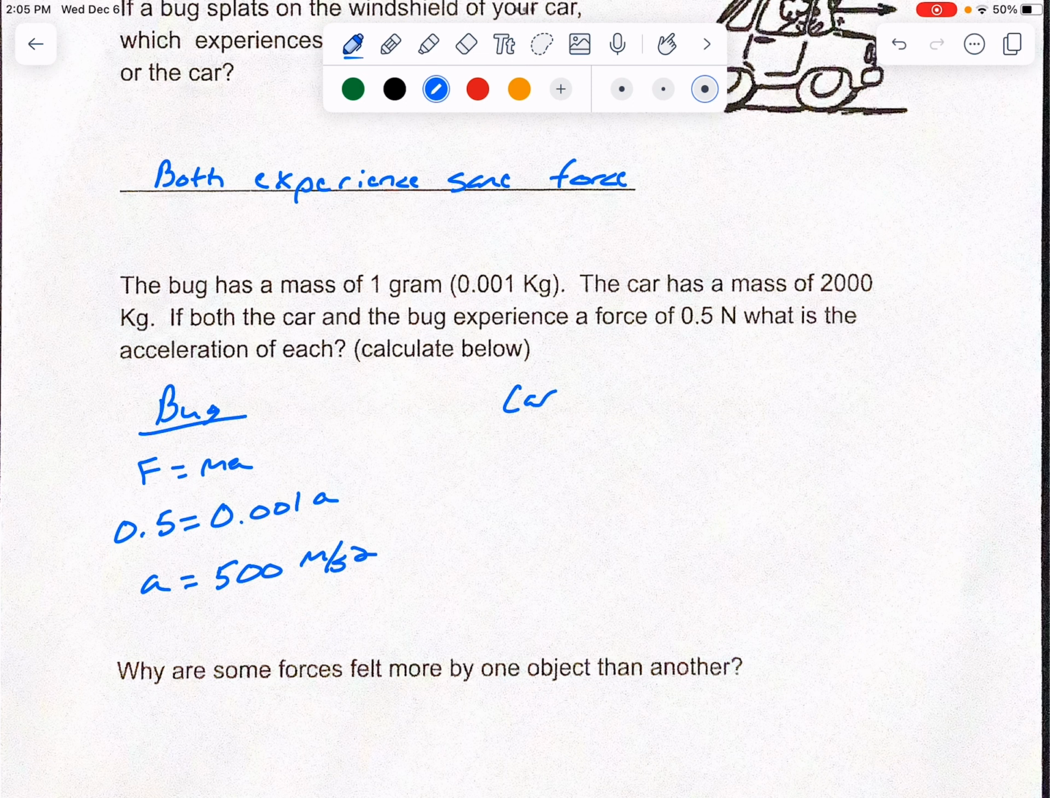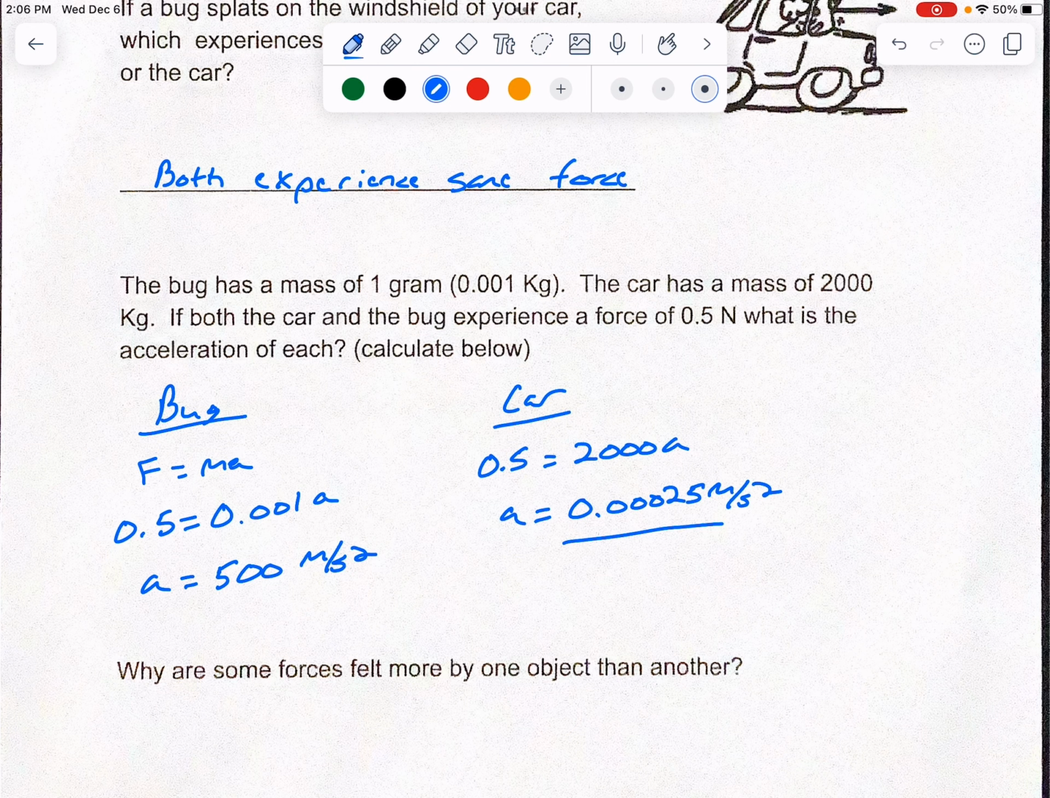Now the car, we're going to figure out what that acceleration is. So 0.5 equals 2,000 times a. Divide both sides by 2,000, and you get 0.00025 meters per second squared. So what this basically means is the car was built for that force. What's kind of crazy is that the car will actually lose some of its velocity because of the bug, but it's very minimal. So it's going to decelerate at 0.00025 meters per second squared. You're not going to notice it at all. You're not going to see your speedometer jump down.